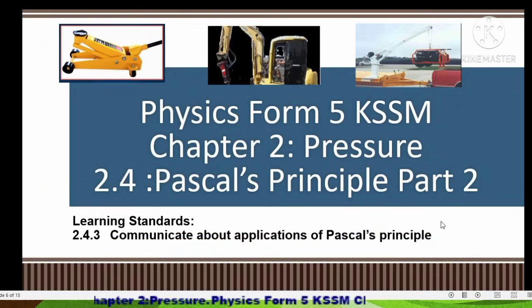So that's all about Pascal principle, the basic concept of Pascal principle. I will continue in my next video on application of Pascal principle.